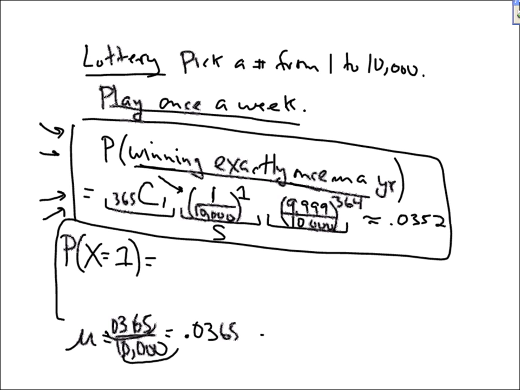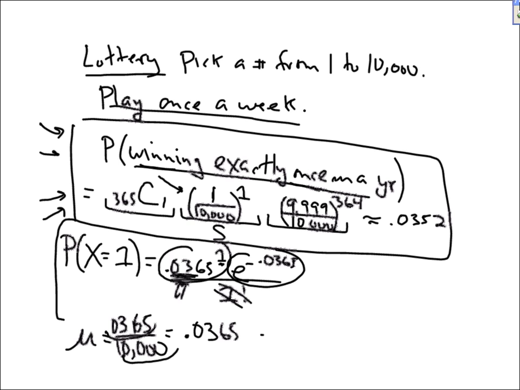So the probability of winning exactly once in a randomly selected year is mu to the x times e to the negative mu divided by x factorial. 1 factorial, don't bother with it. Anything to the first power is just itself. 0.0365 times this number is 0.0352 to 4 decimal places.